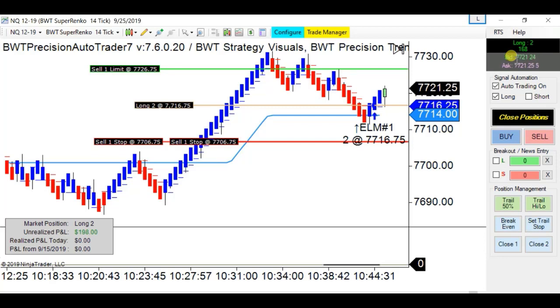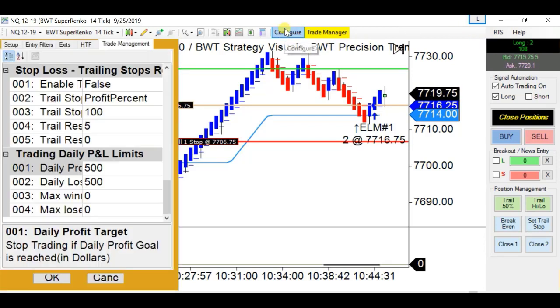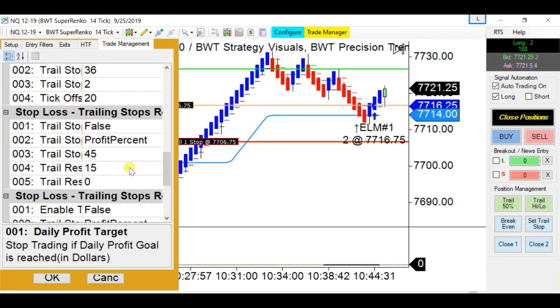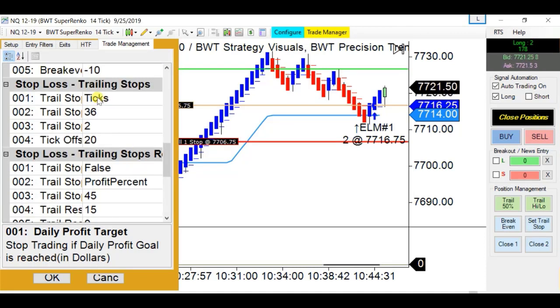I think this time I did set trailing stops, I believe. Yeah, so it's in ticks. After 36 ticks, it's going to start trailing.